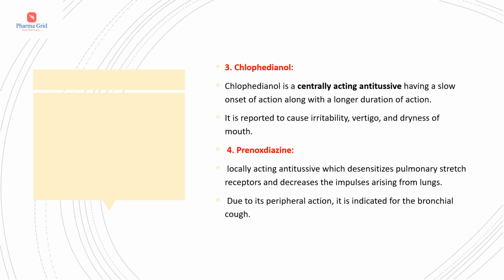The third drug is clofedanol. This clofedanol is a centrally acting antitussive having a slow onset of action along with a longer duration of action. It is reported to cause irritability, vertigo and dryness of mouth. Next drug is pranoxdiazine. This drug is a locally acting antitussive which desensitizes pulmonary stretch receptors and decreases the impulses arising from the lungs. Due to its peripheral action, it is indicated for bronchial cough.